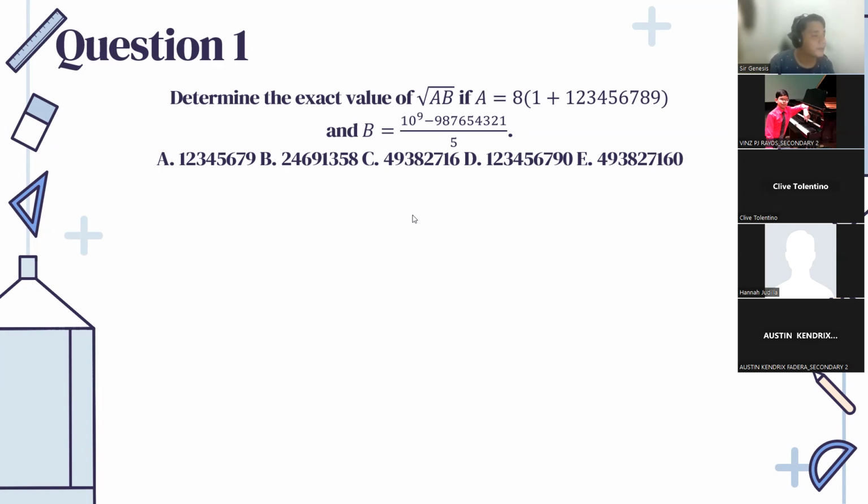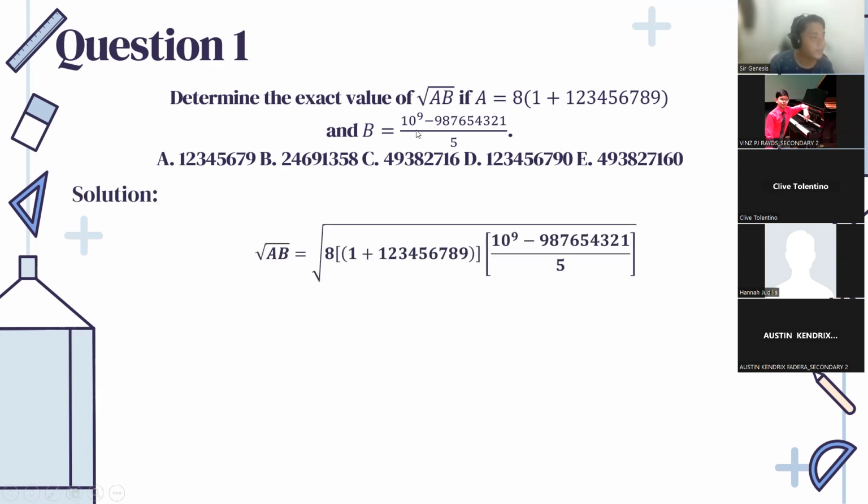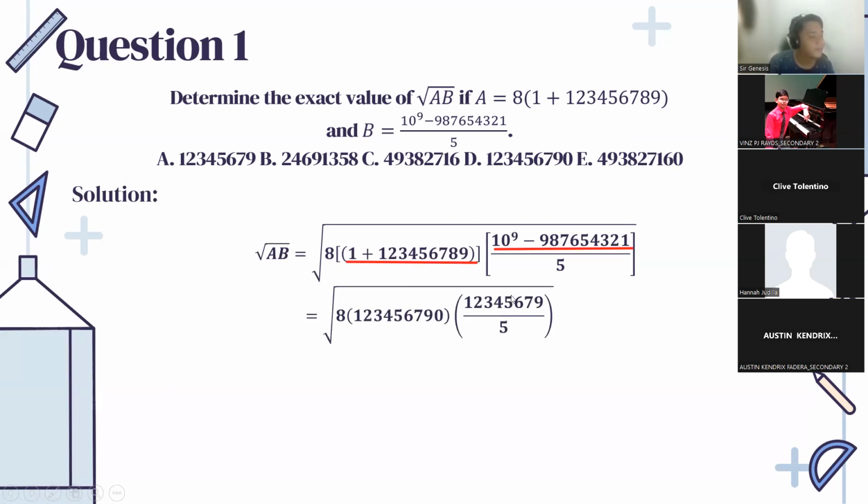Of course we are to find square root of AB. So we multiply A and B under the square root symbol, and then we are to simplify. Now this one right here will be equal to 1, 2, 3, 4, 5, 6, 7, 9, 0. And here, this becomes 1, 2, 3, 4, 5, 6, 7, 9. As you can see, this one is already simplified. Also for this one, it's already simplified.